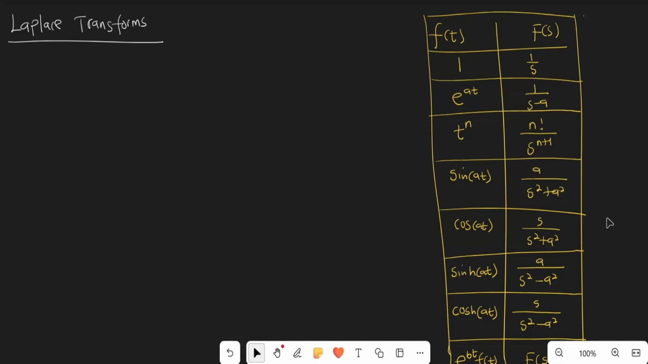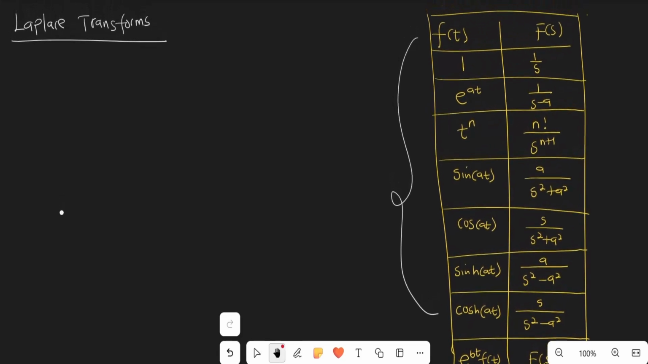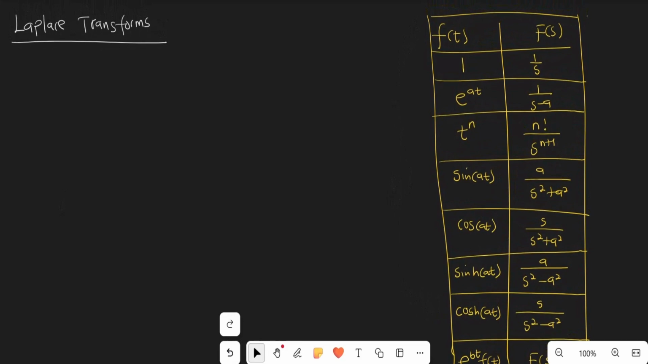So in this video, we are going to find the Laplace transform of some functions using this table as our guide. I have derived the formulas for all these functions in my previous videos. So we are going to use this table as our guide to solve Laplace transforms. But before we go into that, we have to learn this important property of the Laplace transform, which is called the linearity property of the Laplace transform.